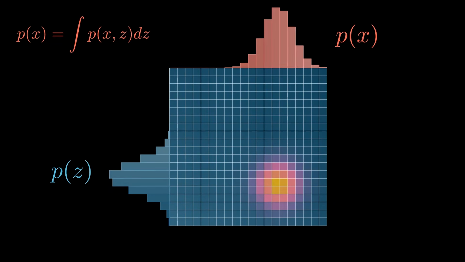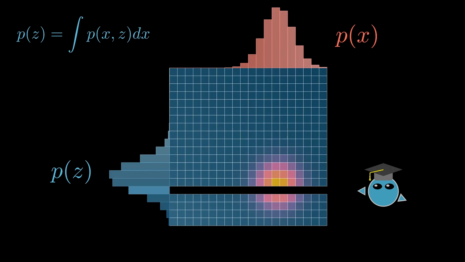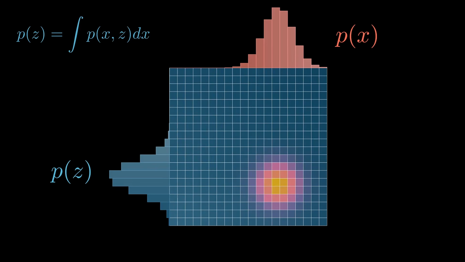For example, to find the probability of sampling a specific value according to x, we integrate the joint distribution over all possible values of z. And similarly, to determine the probability of sampling a value according to z, we integrate over all values of x. The final concept we need to cover is conditional probabilities.